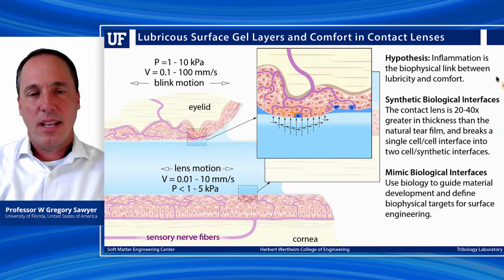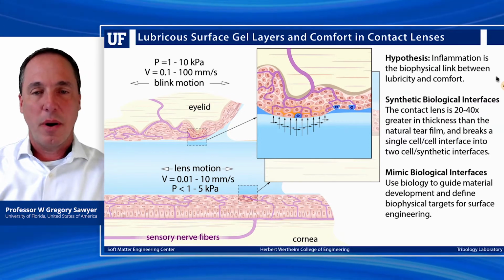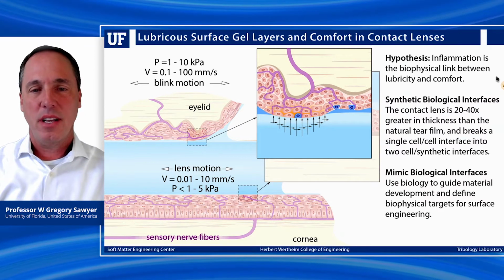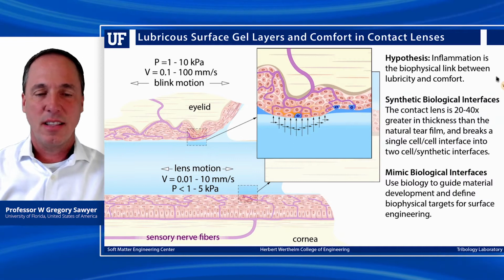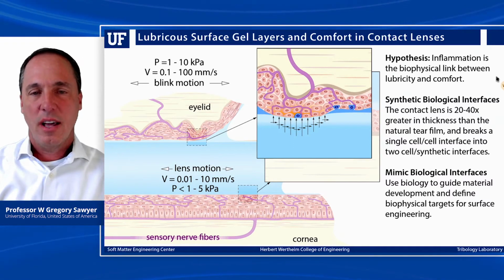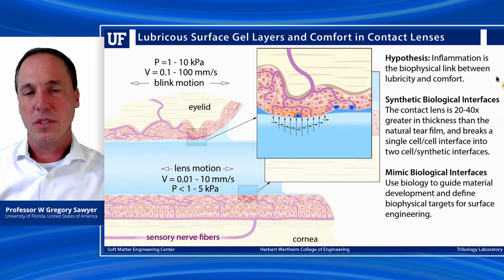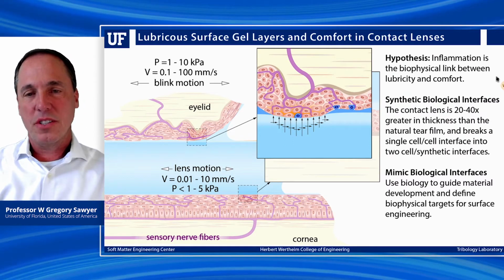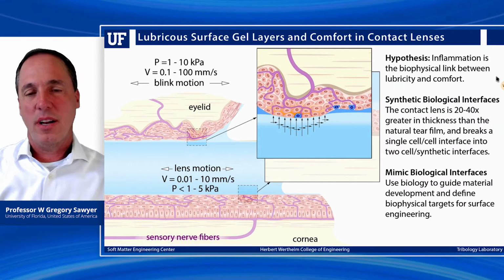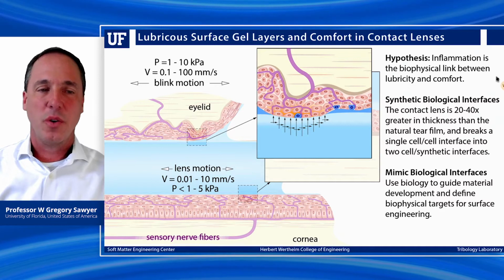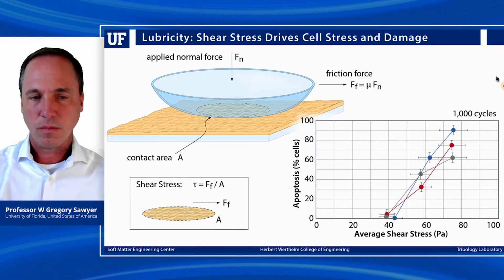But importantly, it actually creates two new interfaces. It takes a single biologic interface and separates it into a cell and synthetic surface interface on the eyelid side and a cell and synthetic interface on the corneal side. And our hypothesis has been that inflammation is the biophysical link between lubricity and comfort. And it's this lubricity of these interfaces between biology and the synthetic materials that we're trying to bring biomimicry to, to try to reduce shear stresses and reduce inflammation.